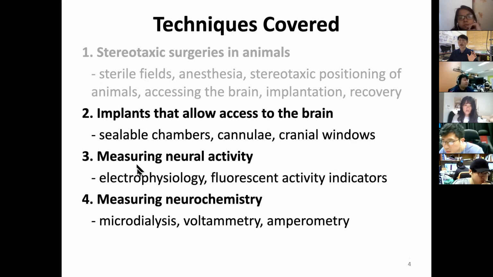And thirdly, measuring neural activity. To measure neural activity there are 2 big ways. One is electrophysiology, and the second is imaging, for example, fluorescence activity indicators such as calcium imaging. And the last one is measuring neurochemistry. We will be talking about microdialysis and photometry, and part of it as amperometry.